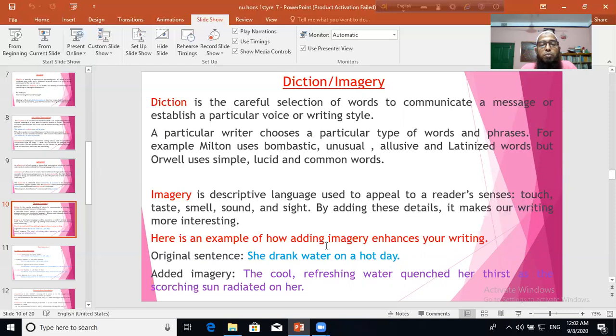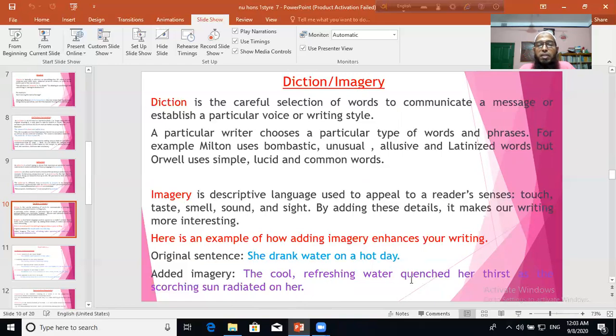So here is an example of how adding imagery enhances your writing. Look at this original sentence. She drank water on a hot day. Added imagery. When you have added some images, now see the sentence maybe like this: the cool, refreshing water quenched her thirst as the scorching sun radiated on her. So you see, now this is giving the image, the picture.